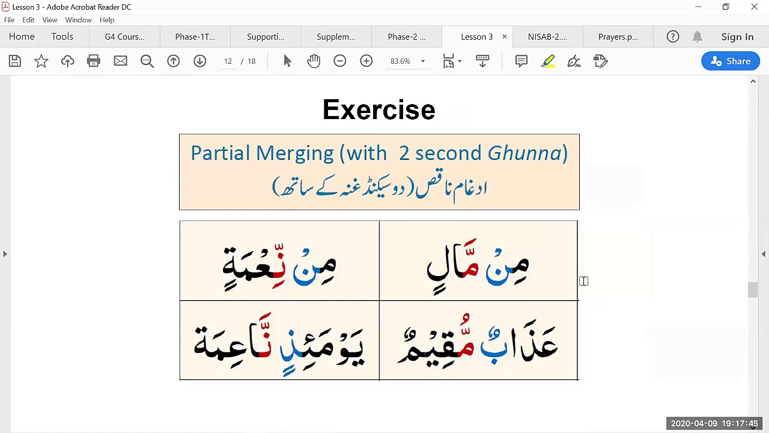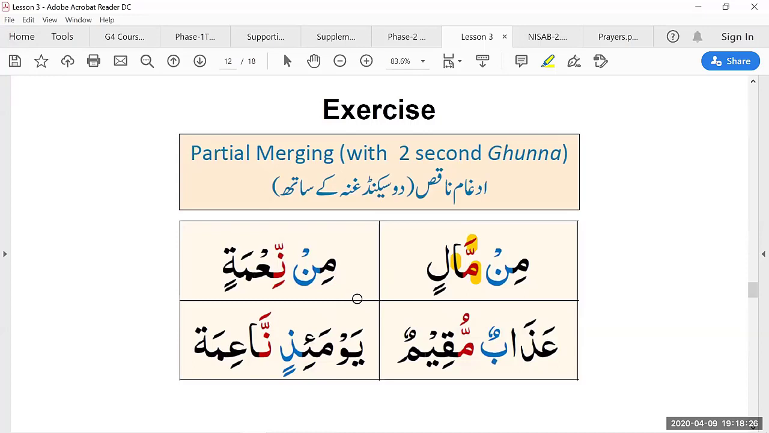A'udhu billahi minash shaytanir rajim, bismillahir rahmanir rahim. Min mal. Nasal sound was fine, but you have to hold it for how long? 2 seconds. Yes. So can you try it again? Min mal. Yes, that's right. And because we have alif of elongation next to meem, carrying a fatha stroke, we'll prolong it for 2 seconds, right? Okay, next word.